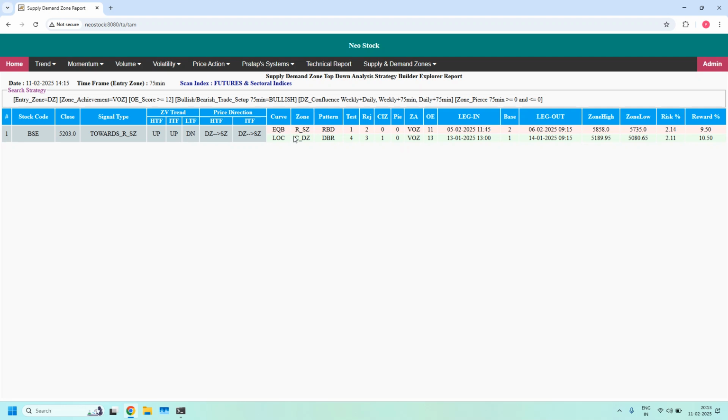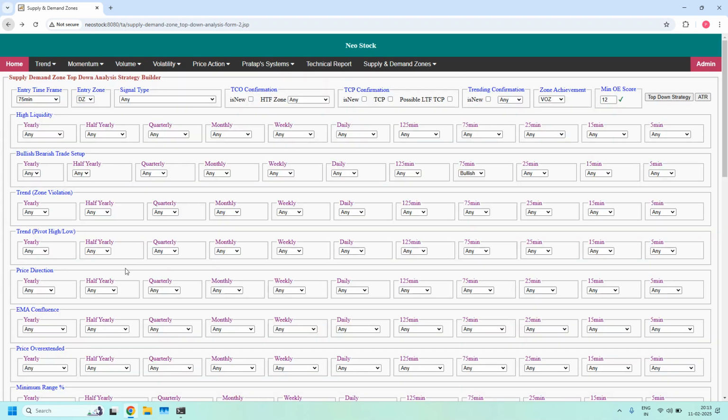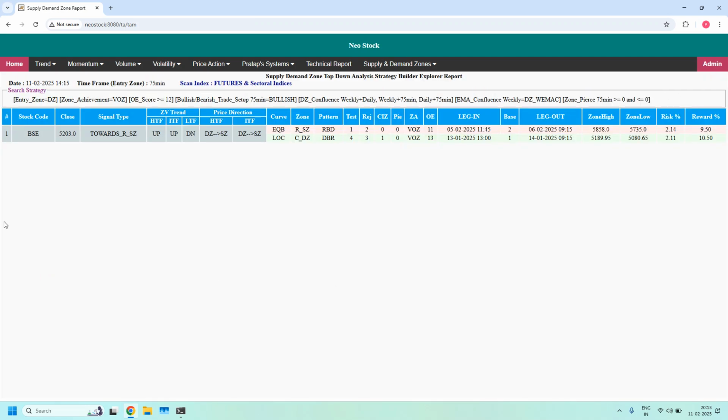So that means in this stock, this 75 minutes demand zone is overlapped with daily, both together overlapped with weekly, and weekly trend is up. If this weekly demand zone having weekly EMA, then this stock is even more high probability trade setup supported stock. Let's verify. In the EMA confluence, weekly time frame, weekly demand zone having weekly EMA confluence or not. With this filter, we got the stock. So that means this is even more high probability trade setup supported stock. That's why this stock is already tested 4 times.